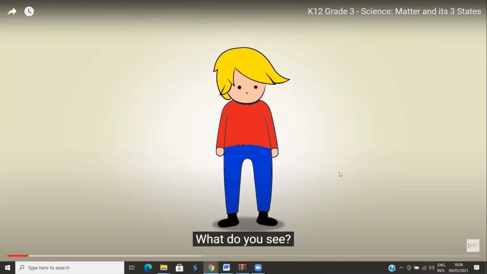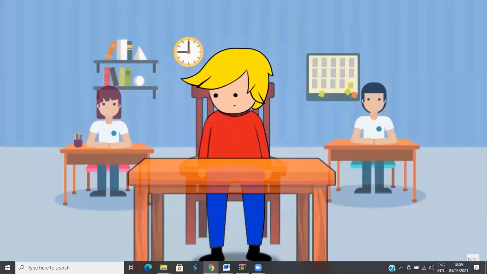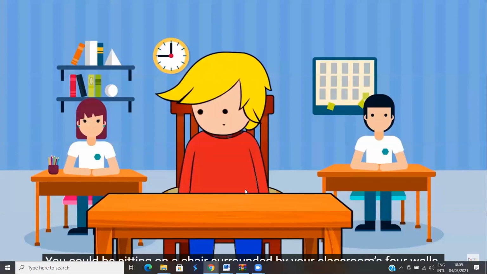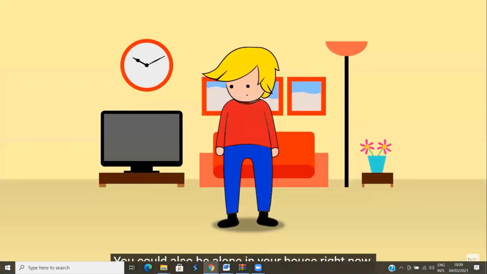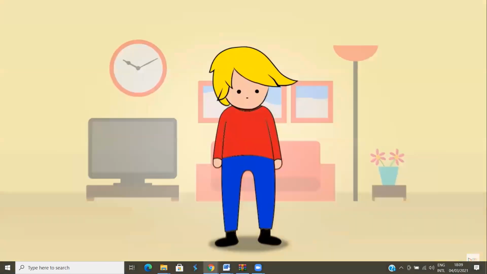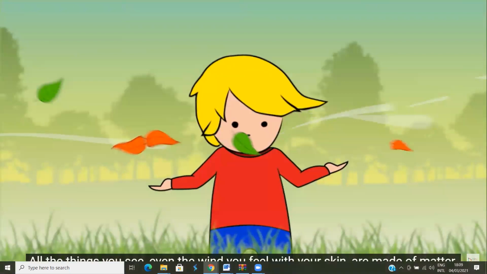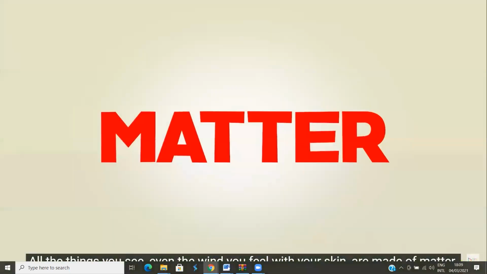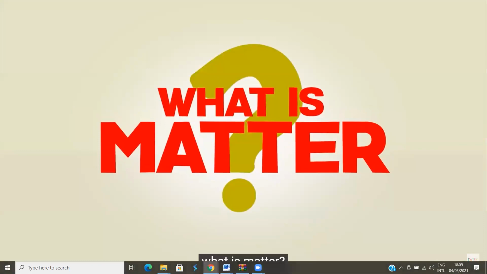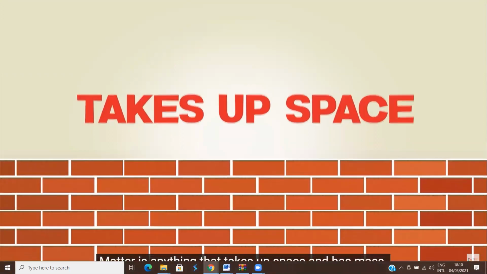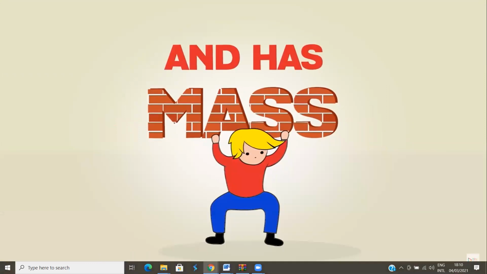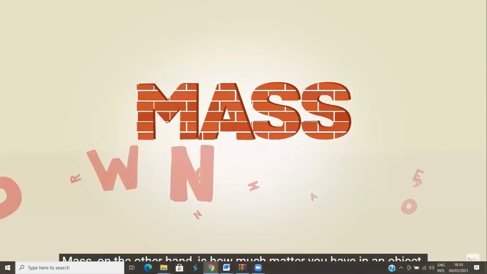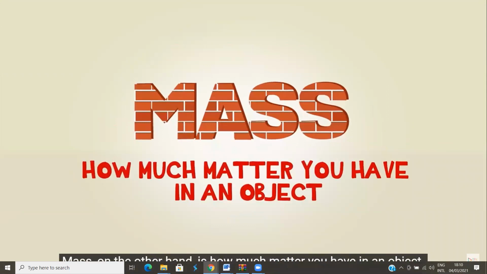Look around you. What do you see? You could be sitting on a chair surrounded by your classroom's 4 walls. You could also be alone in your house right now. All the things you see, even the wind you feel with your skin, are made of matter. But wait a minute. What is matter? Matter is anything that takes up space and has mass. We all know that the things around us take up space. Mass, on the other hand, is how much matter you have in an object.